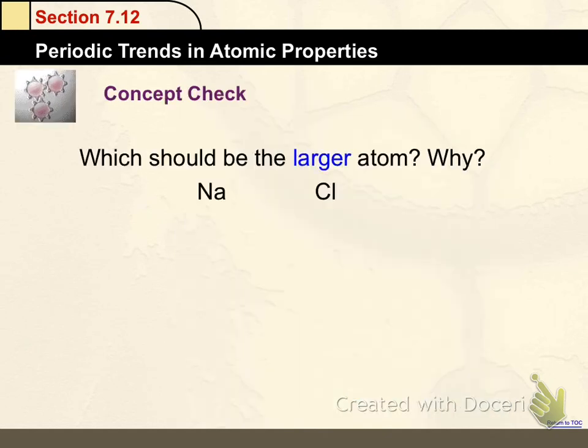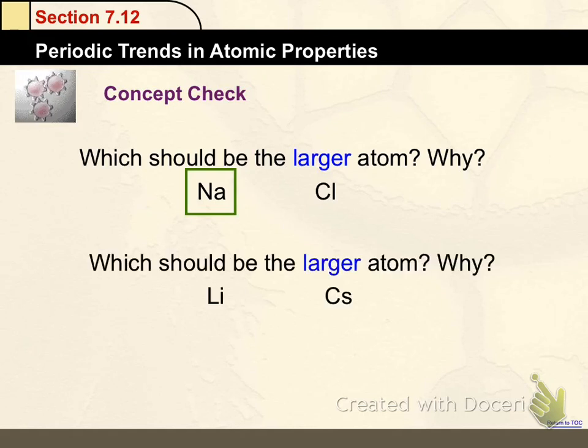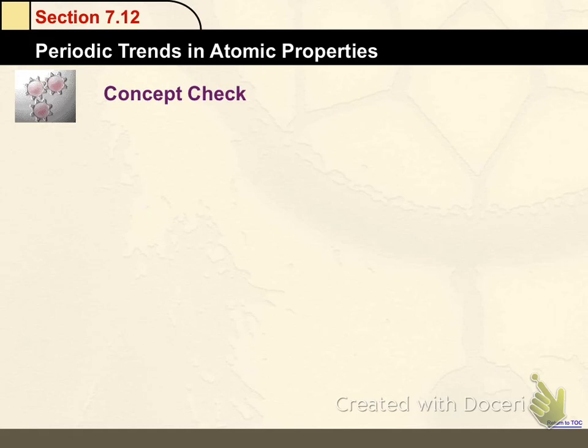So let's do a little concept check. Which of these should be larger? Sodium or chlorine? And hopefully you pick sodium. Now, why should sodium be larger? Sodium should be larger because the electrons are not bound as tightly due to a smaller effective nuclear charge. Let's try another one. How about this? Which is larger, lithium or cesium? You should have picked cesium. Why is cesium larger? Because it is further down the periodic table. It has more energy levels. Okay, let's try another one.